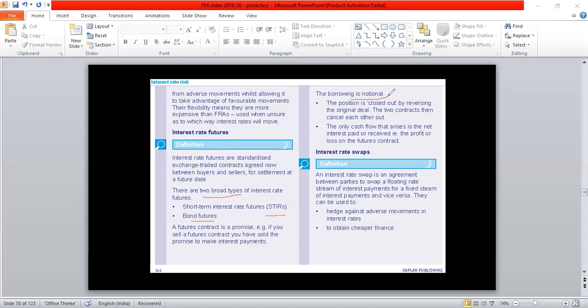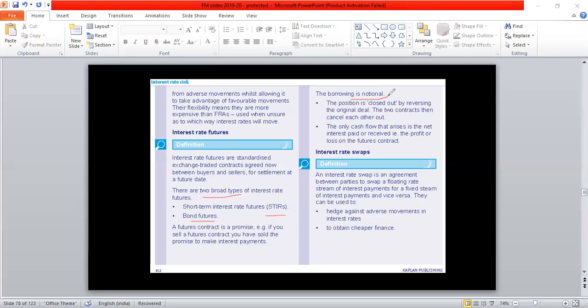The position is closed out by reversing the original deal. Learn these are the terms which are there. The two contracts then cancel each other out. The only cash flow that arises is the net interest paid or received. So there's no borrowed amount. The only thing that happens is what is exchanged between the buyer and seller of these agreements.